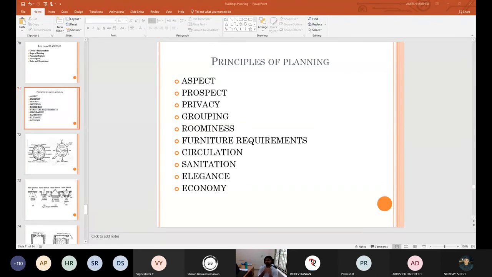Otherwise, you can use various types of stones and various types of coloring. There are various methods to enhance the elegance of a particular building. The main thing is that it attracts the person who can enjoy the use of the building satisfactorily. So elegance is an important principle, but it is neglected through ignorance actually.